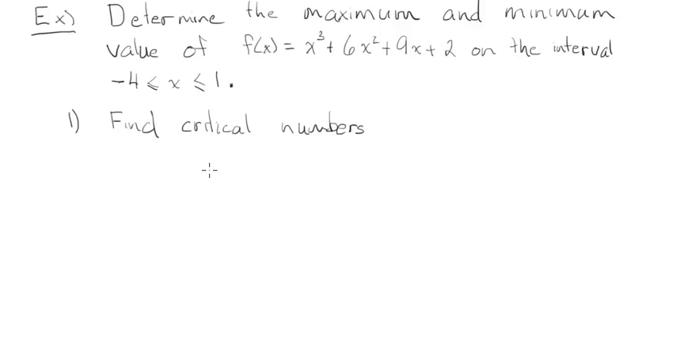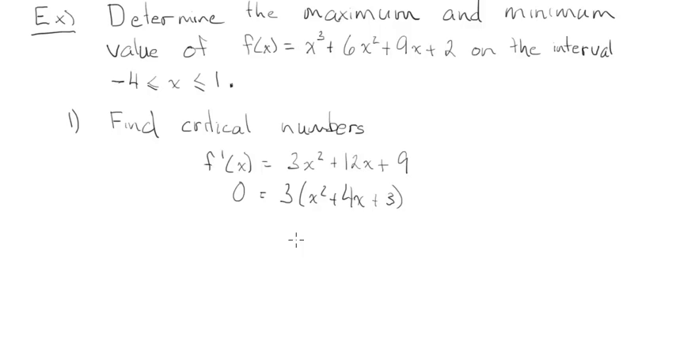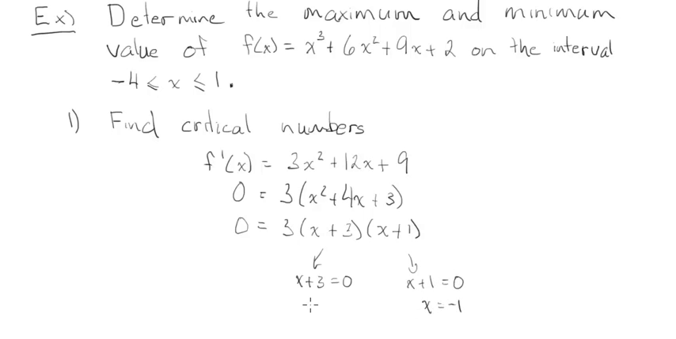All that means is take the derivative. So f prime of x equals 3x squared plus 12x plus 9. Set it equal to 0. And so we'll have to solve, so you factor out 3. The factors here are x plus 3 and x plus 1. That means we have x plus 3 equals 0, or x plus 1 equals 0, which would mean x equals -1, or x equals -3. So those are the critical numbers.